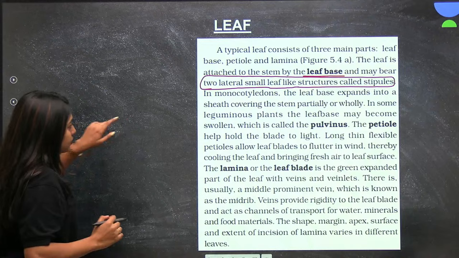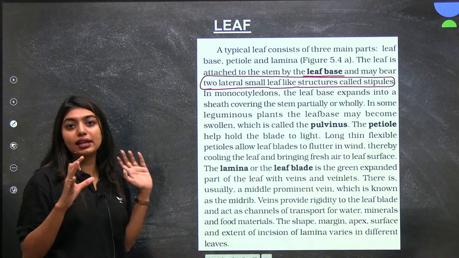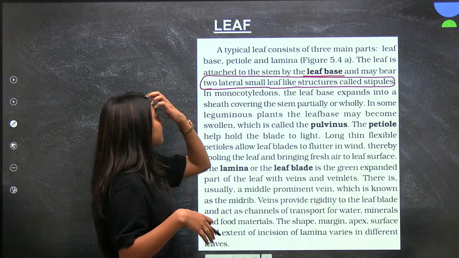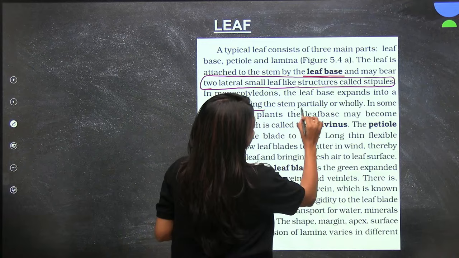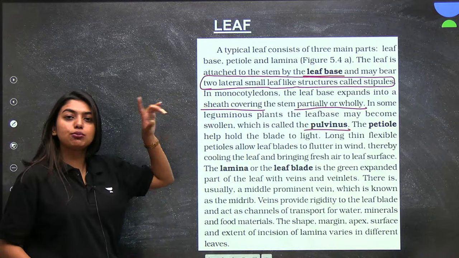So students, I've put up the NCERT, so in case I forget something or miss out on some points, we will look at the NCERT. That way you don't have that feeling of, oh, ma'am didn't say this. So two lateral small leaf-like structures are called stipules. In monocots, the leaf base expands into a sheath covering the stem partially or wholly. In some leguminous plants, there is a swelling called pulvinus. These are the exceptions, monocots and leguminous plants.